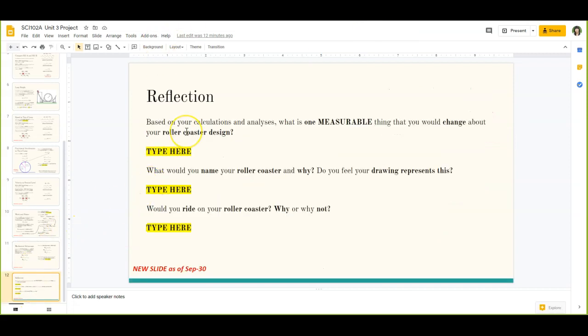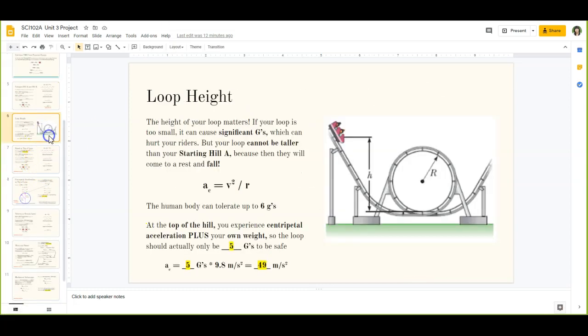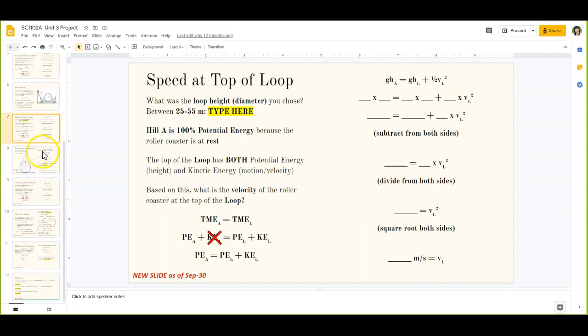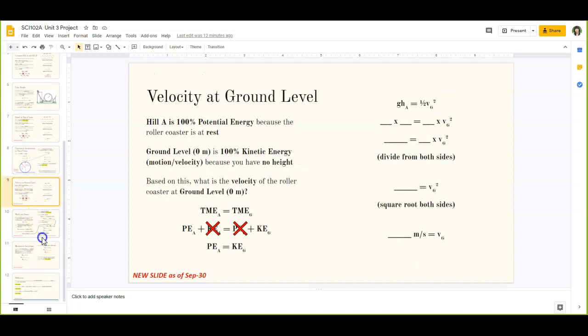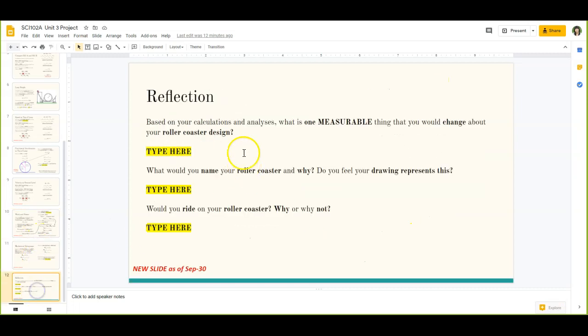For your reflection, based on your calculations and analyses, so you've done several slides of calculations, you've looked at how your initial height affects everything, how fast you go, will your loop kill anybody, and how long it's going to take a motor to get it to the top. So do you need a stronger motor, et cetera. Based on your calculations and analyses, what is one measurable thing that you would change about your roller coaster design? There are lots of different ideas here.